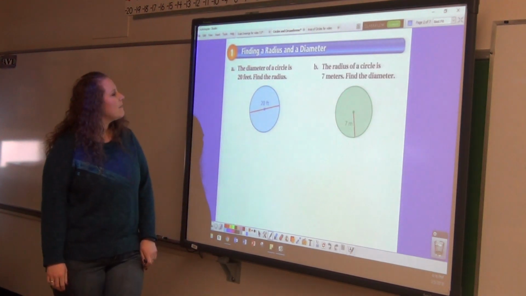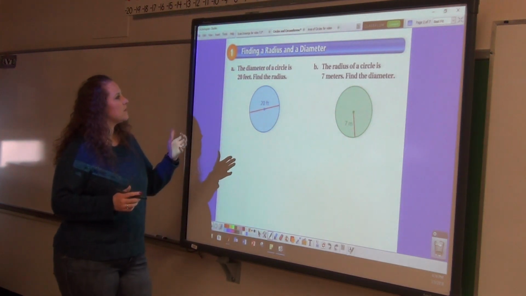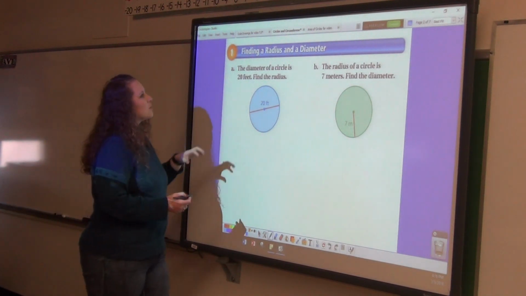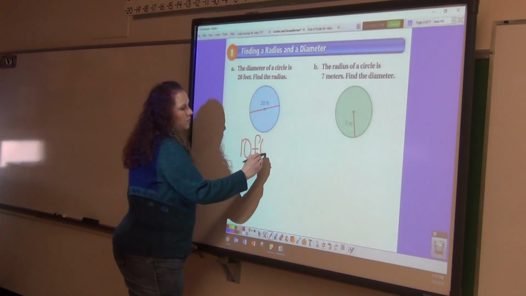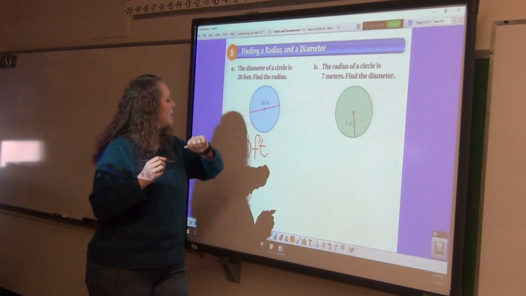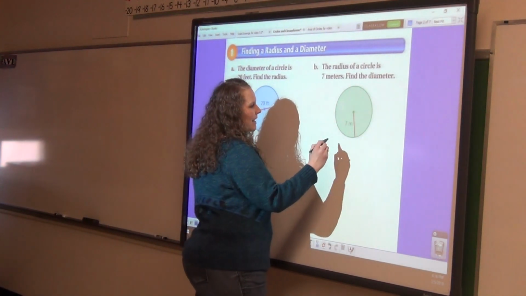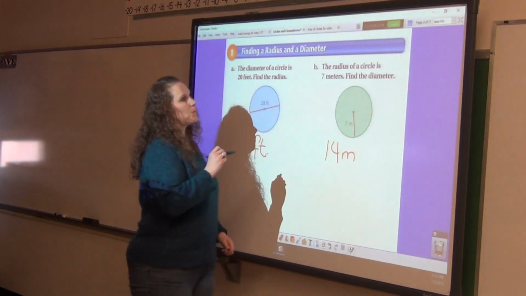Alright, so if I have the diameter, I can find the radius of the circle. The diameter of this one is 20 feet. The radius is half of that, so your radius is going to be 10 feet. 20 divided by 2 is 10. The radius of this circle is 7 meters. So I know that the diameter is twice that, and 7 times 2 is 14 meters.